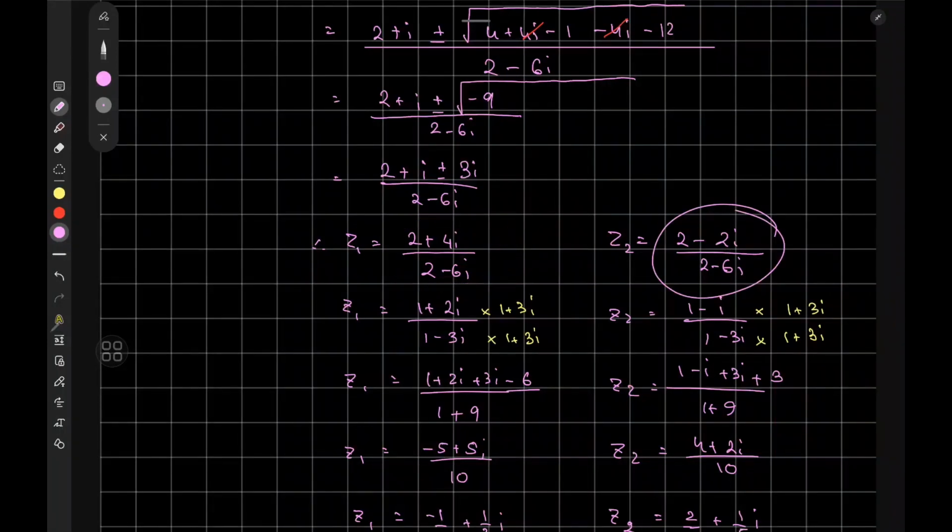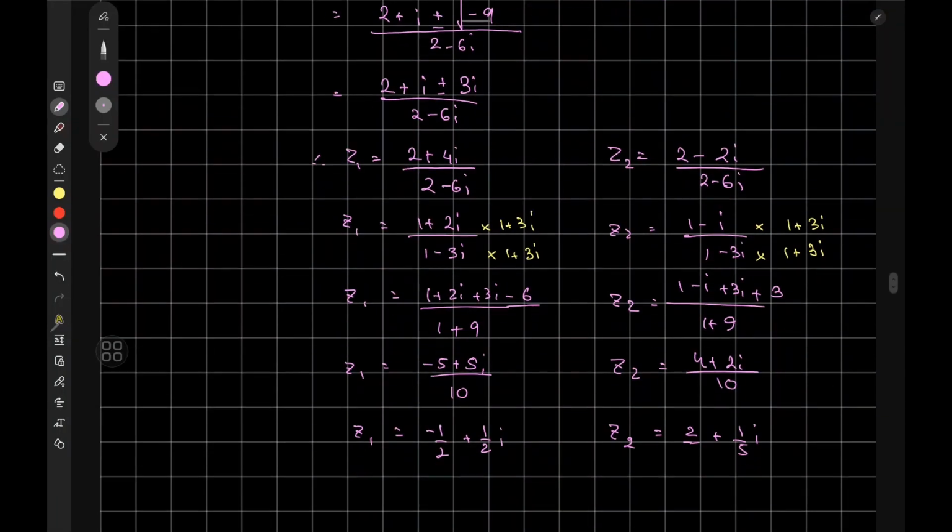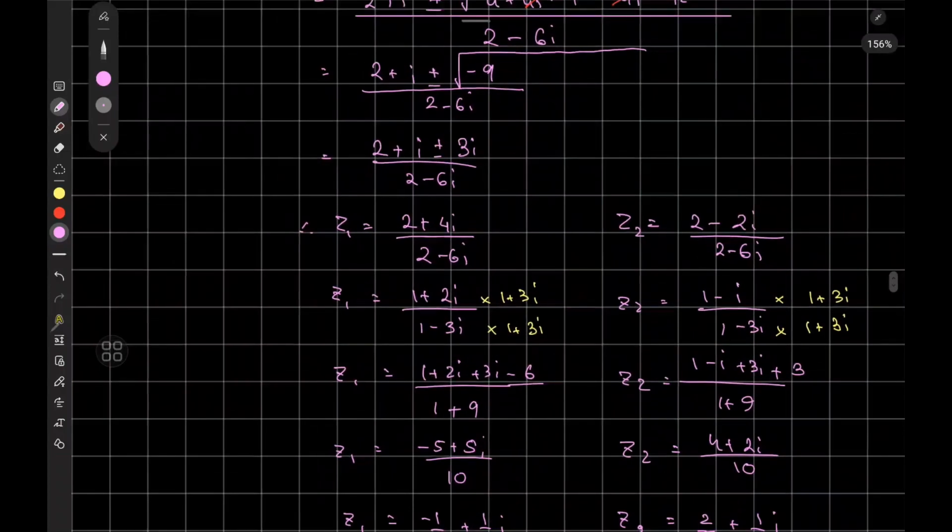Why? It's either going to be 2 plus i plus 3i or 2 plus i minus 3i, where you're getting minus 2 or positive 4i. So there are two expressions for z, which are going to give you the roots. This is the first root, this is the second root. Right, now you have 2 plus 4i over 2 minus 6i.